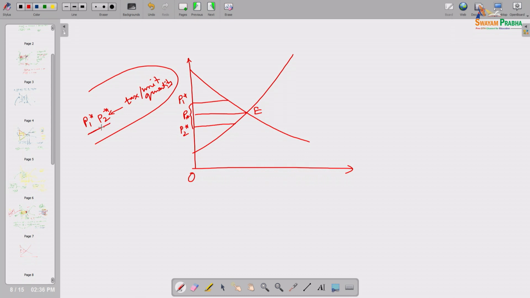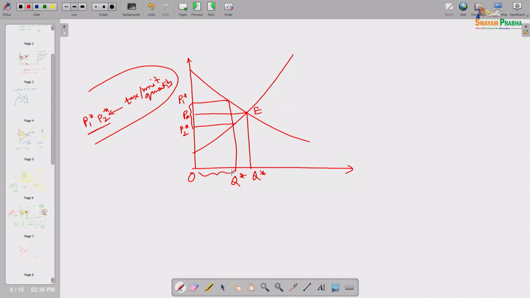So, after the imposition of the tax, transaction will be O say Q 1 star only, okay, which could be O Q star if government do not intervene into the market through taxation mechanism, right, through this tax policy, right. So, this much OQ star will be the transaction amount after the tax.